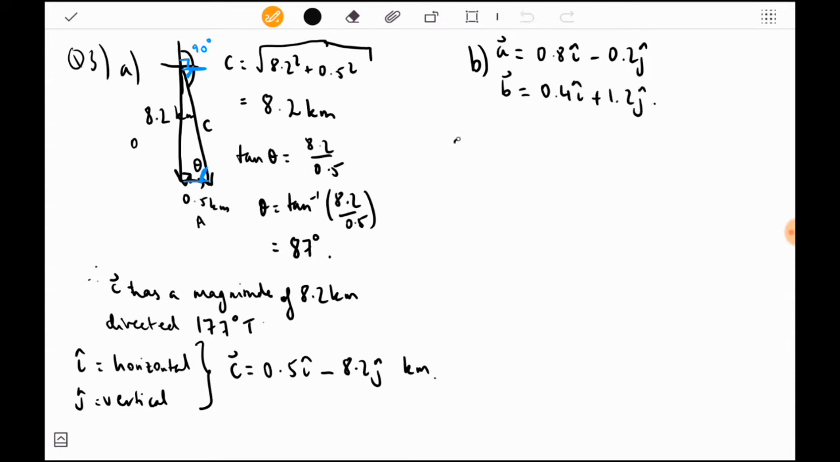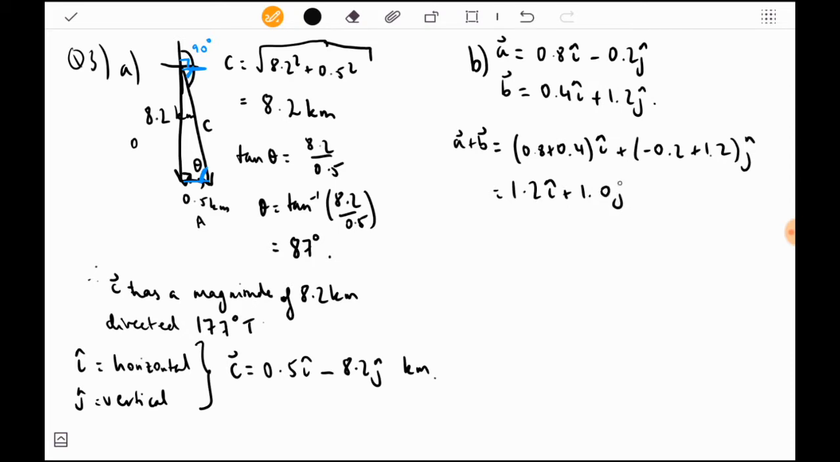So the resultant of these will be A plus B. So we'll find this one in component form first because we're given it in component form. So this will be 0.8 plus 0.4 I plus negative 0.2 plus 1.2 J. So this will just be 1.2 I plus 1.0 J. So that is it in component form.